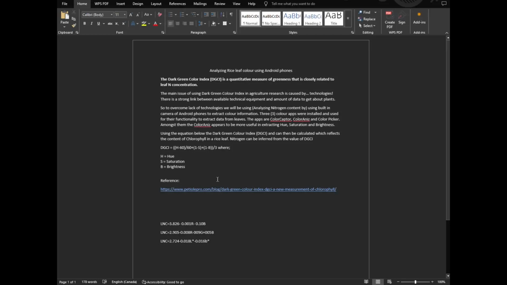So the main issue of using dark green color index in agricultural research is caused by technologies, because it doesn't exist. There is a strong link between available technical equipment and amount of data to get about plants. So if there's no technology, then how do you derive or extract data? To overcome the lack of technologies, we will be using a built-in camera of Android phones to extract color information.